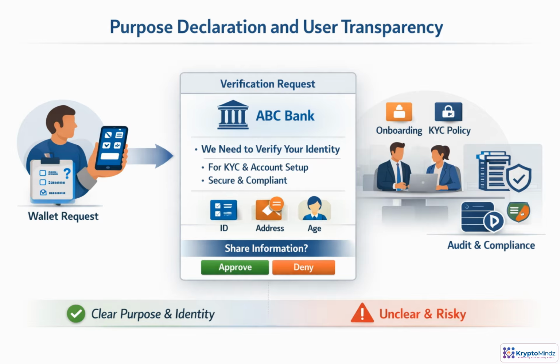Purpose declaration is the story that connects the whole flow. When a user starts onboarding, the relying party should clearly say who they are, what attributes they need, and why, in plain language like "verify your identity to open a regulated payment account." That same purpose needs to echo in the wallet request, the back-end policy, and the audit logs. If any step is vague or inconsistent, users lose trust and compliance teams lose defensibility.